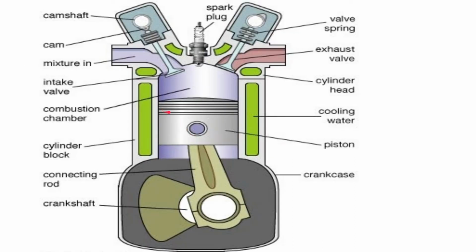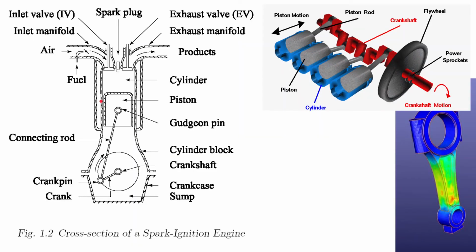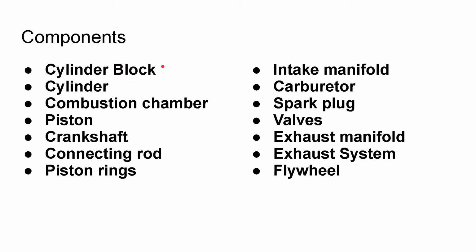I'll define the most common components of a 4-stroke diesel engine or petrol engine. The most common components are the cylinder block, the cylinder, combustion chamber, piston, crankshaft, connecting rod, piston rings, intake manifold, carburetor, spark plug, and valves. There are two valves, the intake and exhaust valve, then the exhaust manifold, the intake manifold, an exhaust system, and a flywheel. There are many other components and terminologies, and I'll define them as we go on.